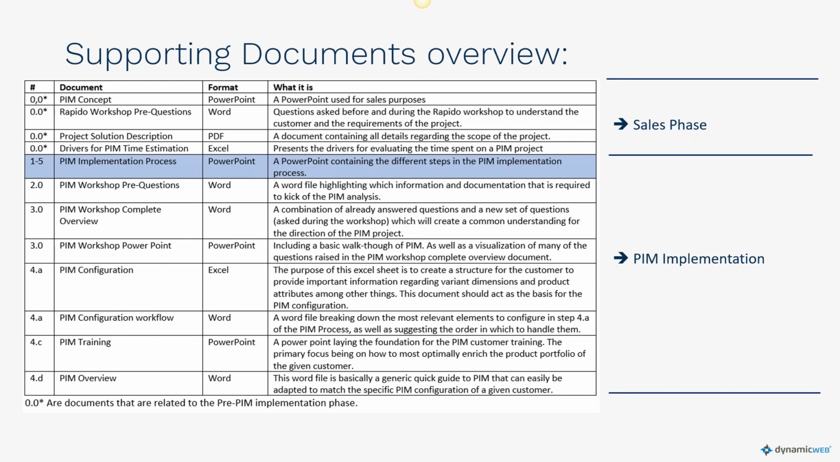Then we have also been looking at the PIM workshop pre-questions that we send out before the actual workshop and expect some answers from the customer. The PIM configuration, the Excel sheet that we just looked at, where we have basically the master of data for the configuration within the PIM. And then lastly, we looked at the last document here in this overview, the PIM overview, a generic quick guide to PIM that can be very easily adapted to match the specific PIM configuration of any customer. And that was basically it.